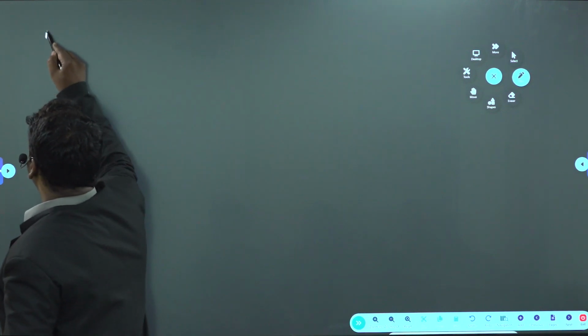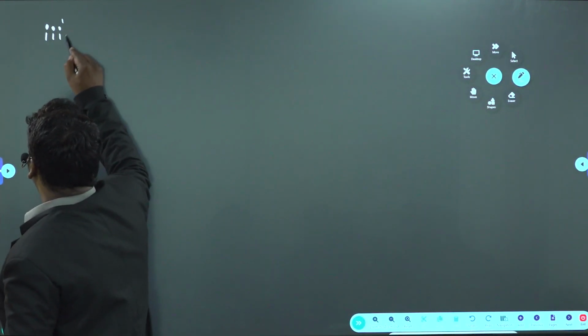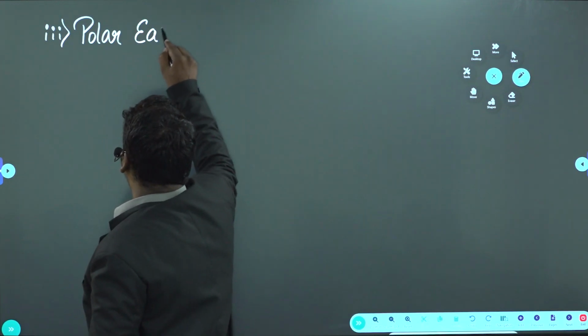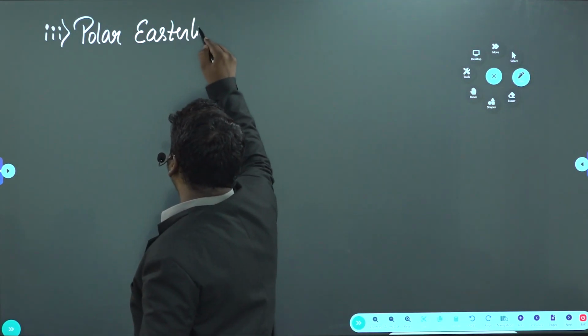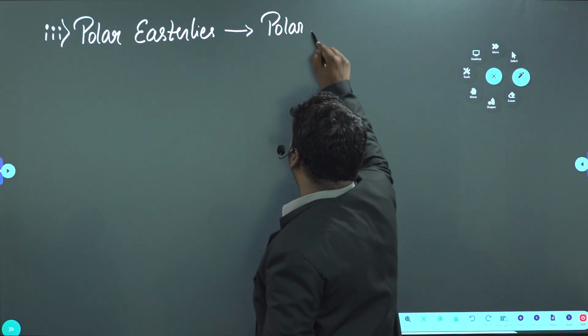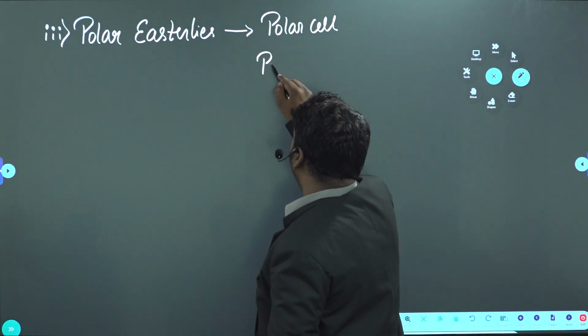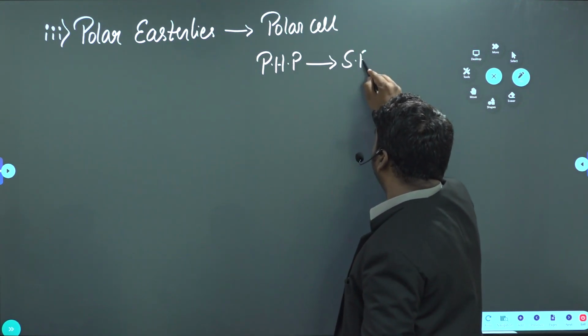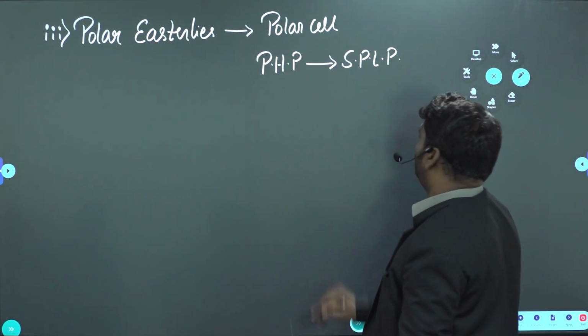Polar easterlies. Polar cell. Polar high pressure to subpolar low pressure.